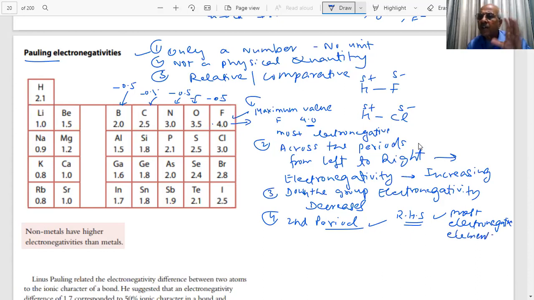One of the tricks to remember: I put the value 4 to the fluorine, and then I subtract 0.5, then it comes the oxygen. I subtract 0.5, it comes the nitrogen. Minus 0.5, 2.5. This carbon is almost equal to hydrogen, students. See, they are quite close. Carbon and hydrogen are quite close.